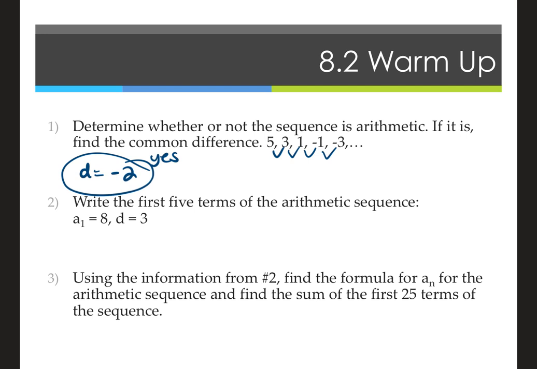Number 2 says write the first 5 terms of the arithmetic sequence. So the first one's given to you. It is 8. What are we going to do to get to the next one? Add 3. 11. Add 3. 14. Add 3. 17. Add 3. 20. First 5 terms have to include the first one that's given.